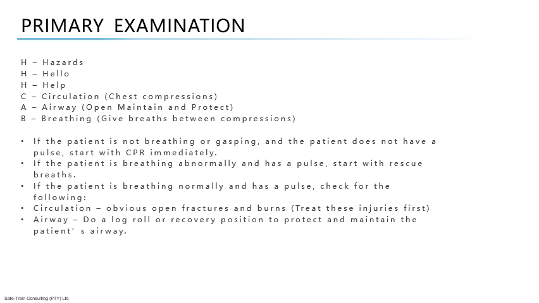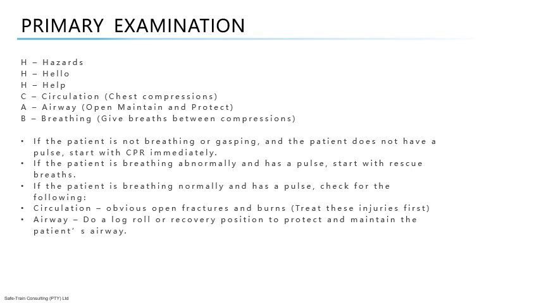C is for circulation. This is when we check for a pulse and excessive arterial bleeding. A is for airway. We check if the patient's airway is open, maintained, and protected. B is for breathing. We check if the patient is breathing normally.